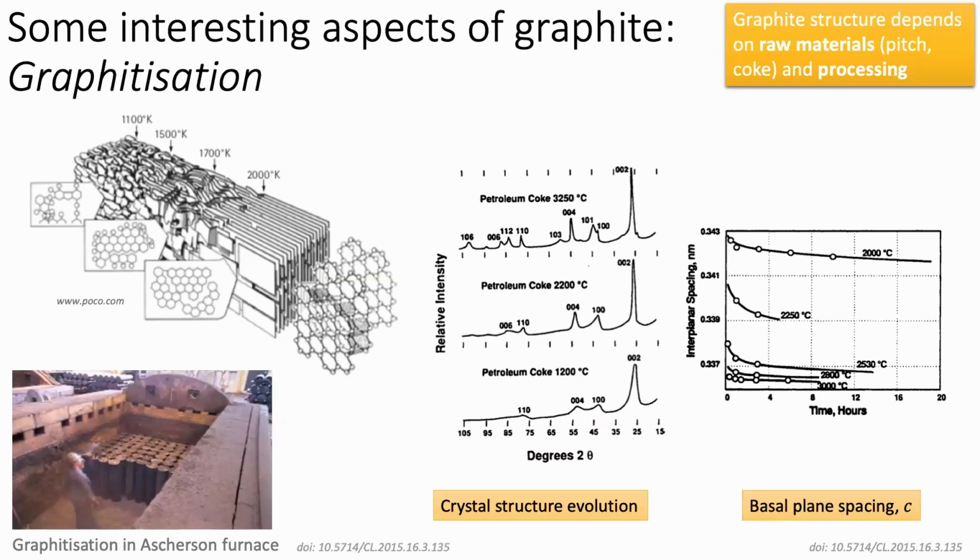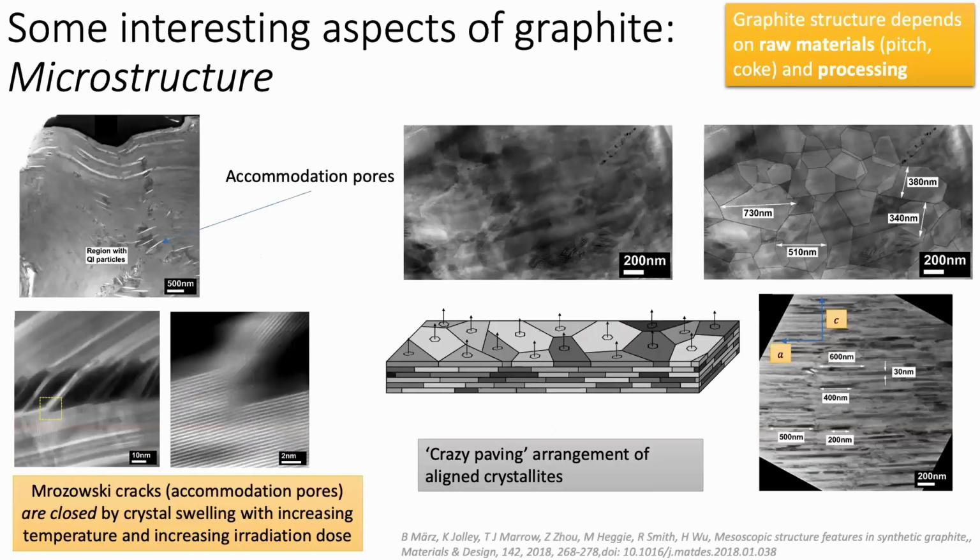So as we change the graphitization temperature, graphitization time, different raw materials, we will get a different graphite structure. And then we look in details at graphite. We have this sort of crazy paving arrangement of aligned crystallites, very strong texture, and massive accommodation porosity at the nanoscale because of the very large internal strains that develop as we cool down from graphitization. In fact, it's these which give graphite its fantastic properties because it gives us a very low elastic modulus.